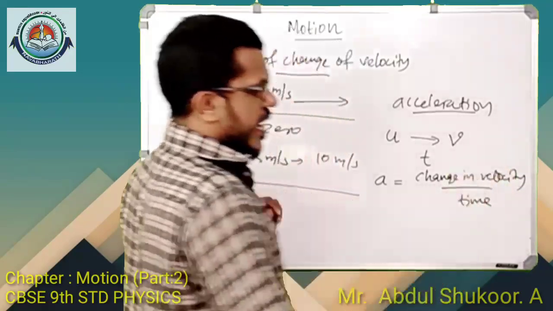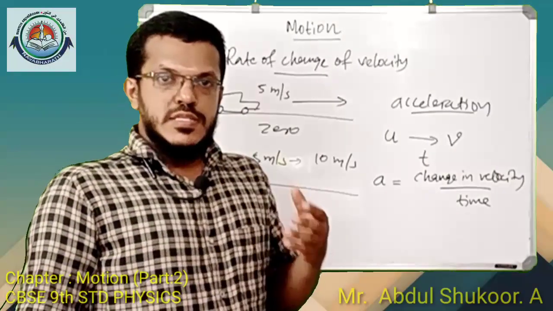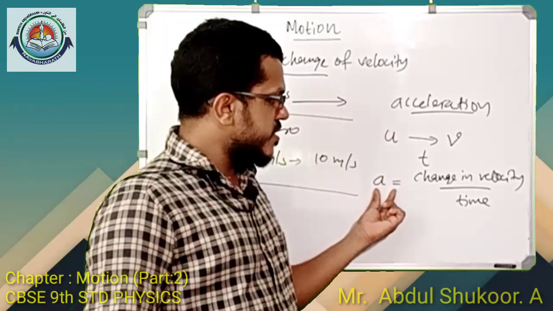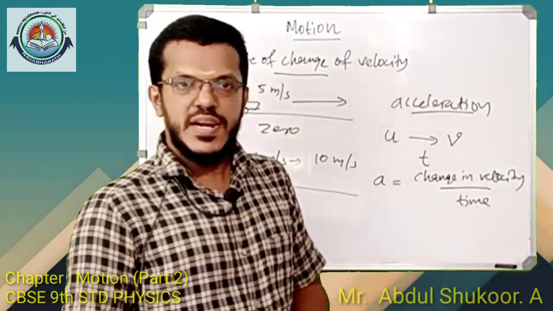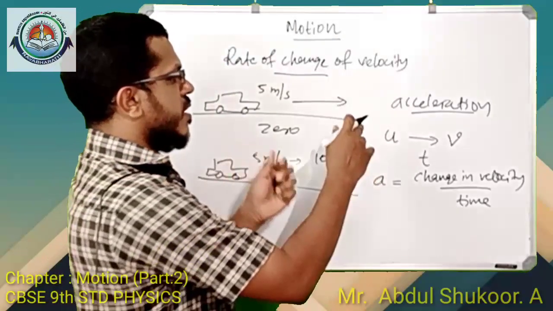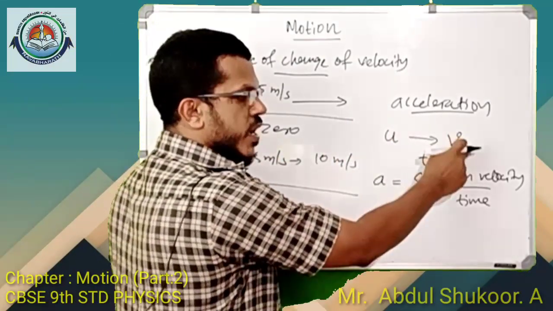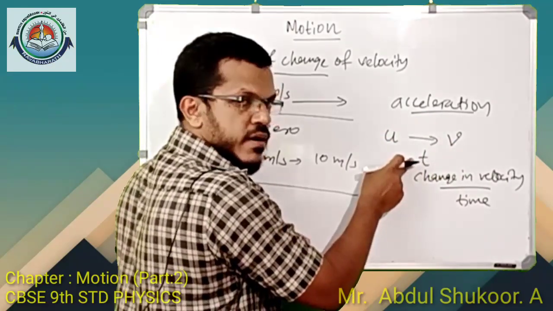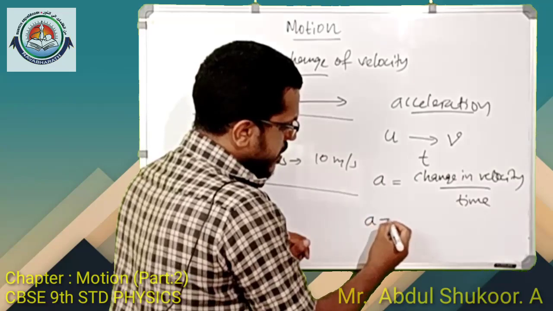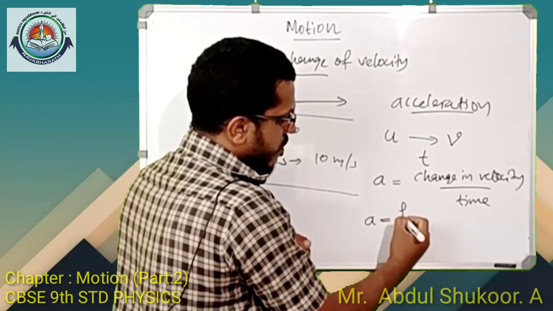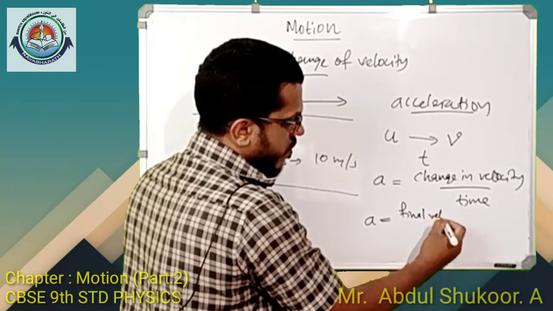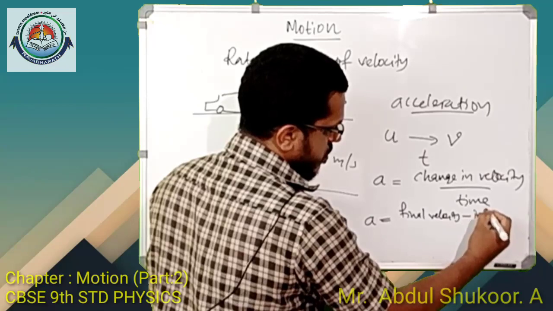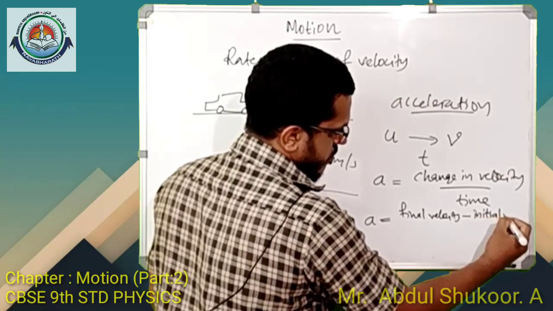What is acceleration? Acceleration is the change of velocity per unit time. That can be represented as acceleration a is equal to change in velocity by time. Then what is change in velocity? Here, changing velocity means the initial velocity u changes to the final velocity v in the time interval t. Then a is equal to final velocity minus initial velocity, that is the change in velocity.